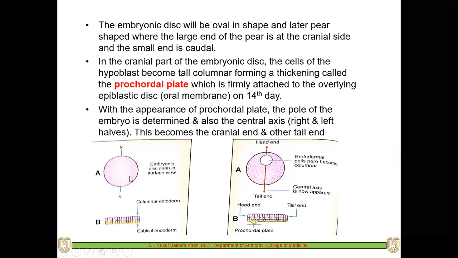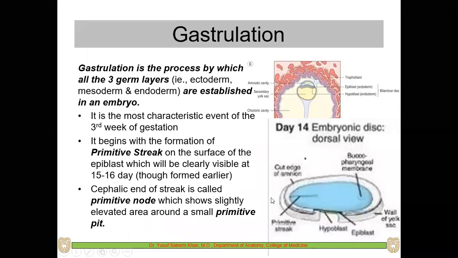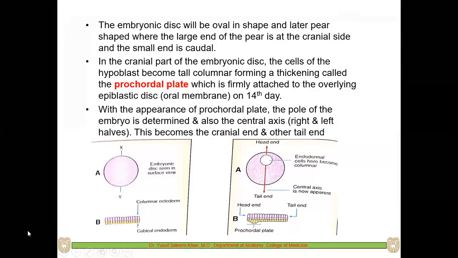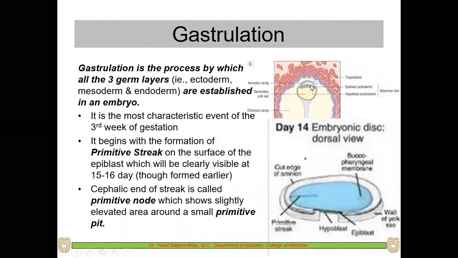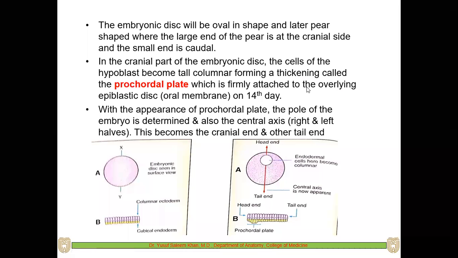If you see here, it is shown round, but it is oval in shape. If you take a section at the midline, initially before the formation of the primitive streak, it is two layers: the upper layer, the epiblast, which is columnar, and the hypoblast cells, which are cuboidal, as you can see in this picture. So epiblast above and hypoblast below.